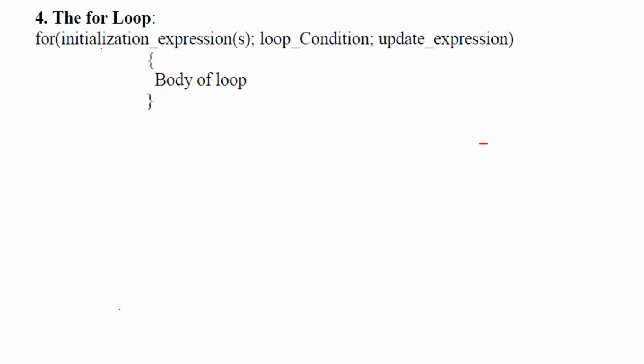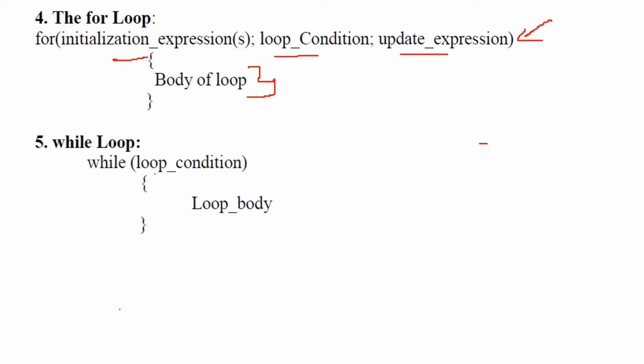Now the for loop. This for loop is a very elegant loop. The reason is that the initialization, the condition where the loop is going to come out, and the update expression, that is the increment and decrement, you will find in one line. This is the entry control loop, and all the statements are written in these braces. Then we have the while loop. The while loop again is an entry control loop, and we have the loop condition and the loop body. The initialization has to be written above the while loop, and the update has to be done somewhere inside.